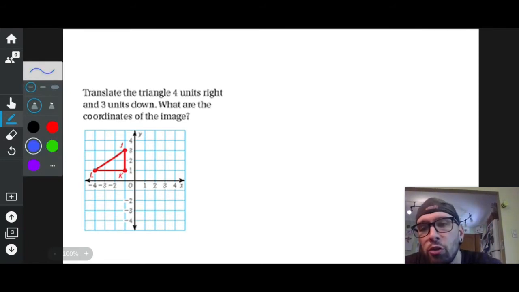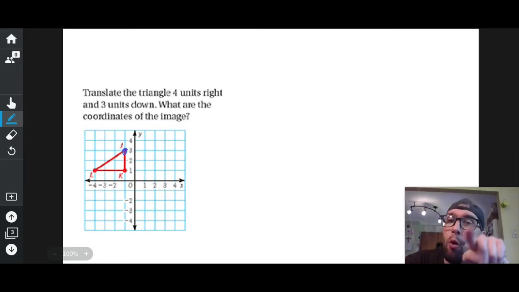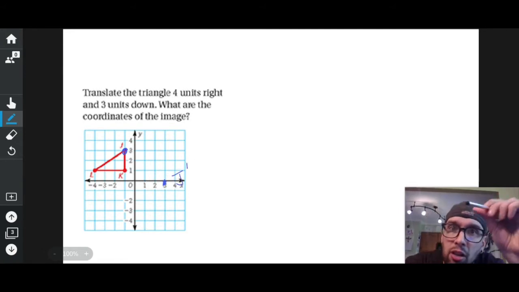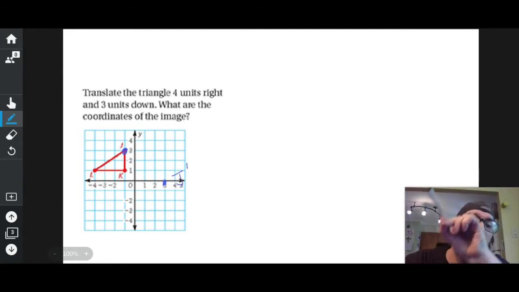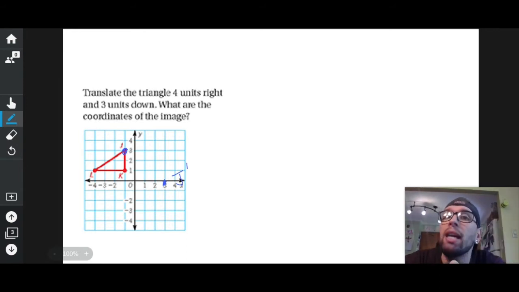So let's start out with J. There it is. I want to move it 4 units right and 3 units down. So I'm going to go 1, 2, 3, 4 to the right, 1, 2, 3 down. Now, what you didn't see is I literally took this guy and I moved along my graph and I went 1, 2, 3, 4 right, 1, 2, 3 down, and put a dot there. I'm calling it J prime because I'm not going to call it J again. I have to make it a new name.